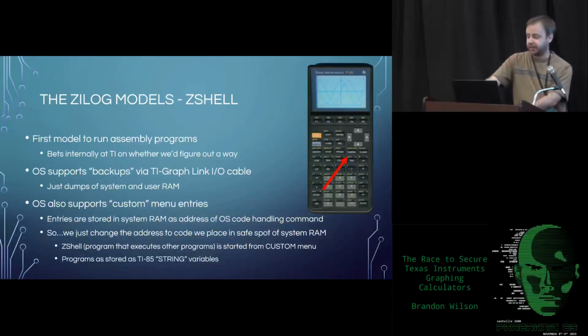Just one or two taps. And interestingly, the way the OS stores things in this menu is by just keeping track of the address of the code that would handle this OS command if you selected it, if you ran it. And it keeps track of this in system RAM, which is included in that computer backup. So what that means is all you have to do is change the address of one of these custom menu entries to point to code that we also embed in that RAM backup, and you got code execution. And that's what Z-Shell is. It's just a small program that lets you run other programs, so that you can write programs to store them on the calculator in the form of string variables.